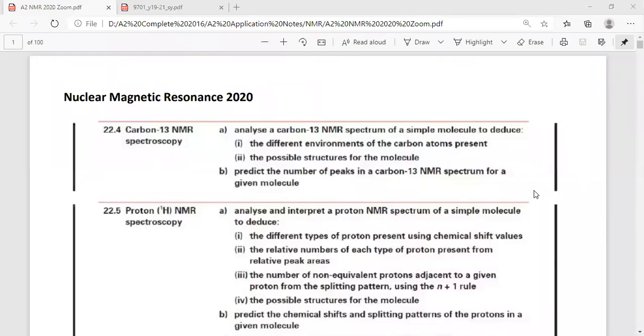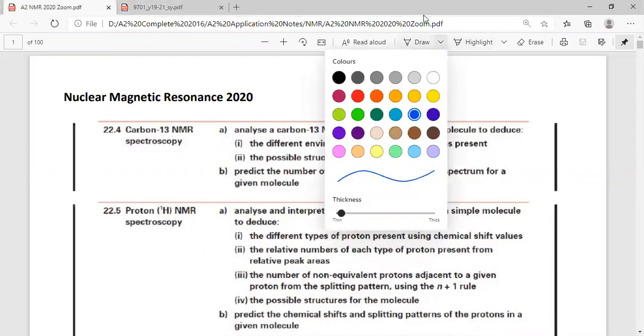Hi guys, today we're going to do nuclear magnetic resonance. We are going to look at carbon-13 and hydrogen. Now, we won't be doing carbon-13 now. We will be doing only hydrogen first. Let me give the colors first.